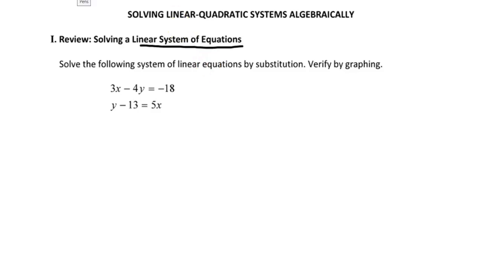In this recording, we're going to review how to solve linear systems of equations by substitution. This was something you would have learned back in Algebra 1, but probably forgot, so we're going to review it here so that we can build on that and start solving linear quadratic systems.